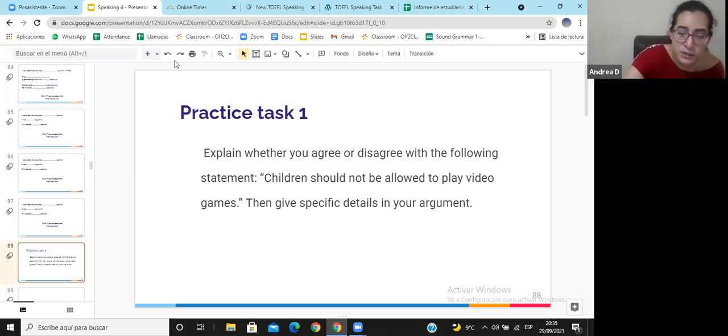Always make sure, even if it's not agree or disagree, even if it's just, so what's your opinion about this? Even then, you need to choose one side. So are video games positive or negative for children? That's yours, okay?